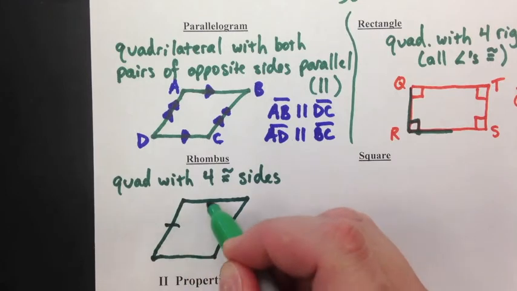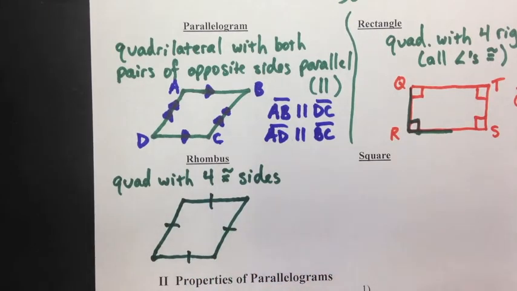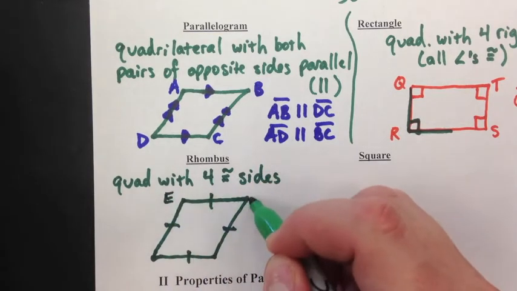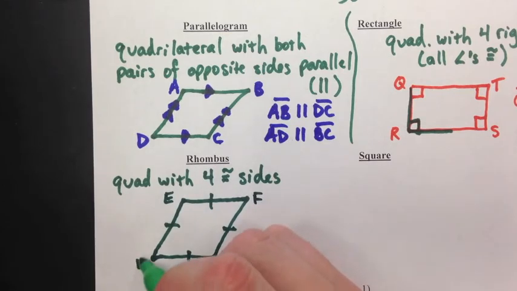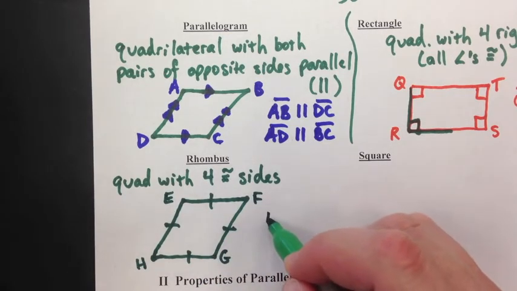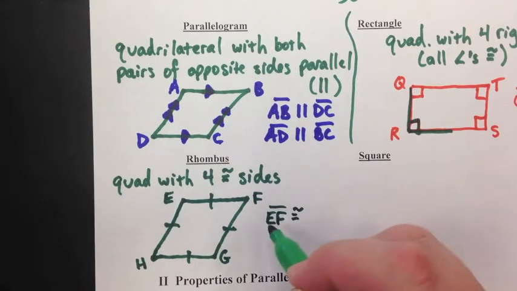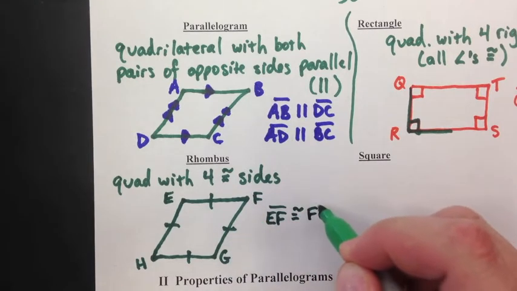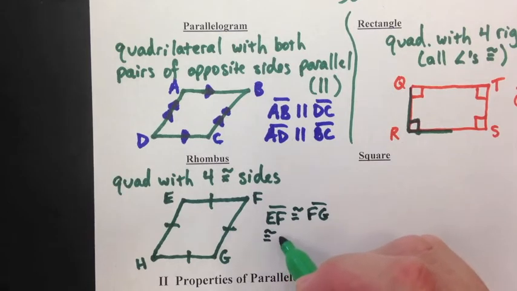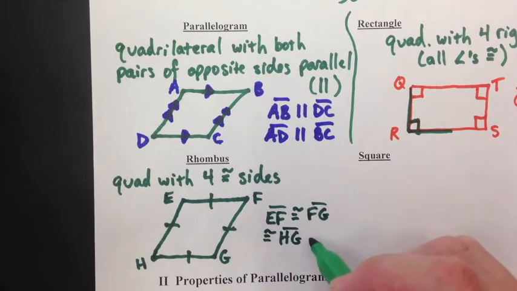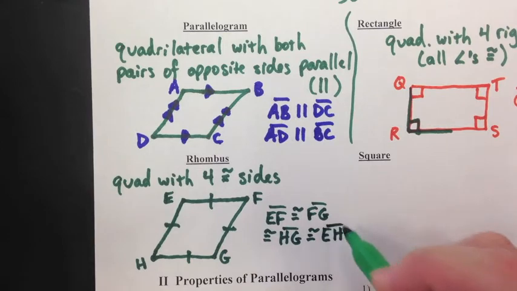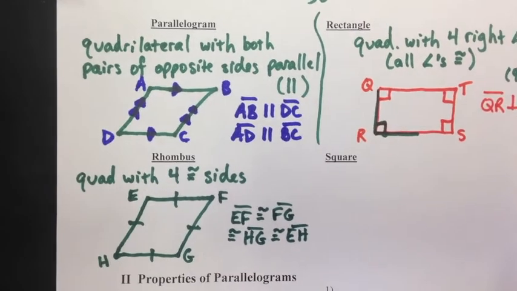So a rhombus would look like this. It's kind of like a diamond. All four sides are congruent. That's not a square, it's a rhombus. To have a square, you would have to know more. So if I call this, let's say this is E, F, G, H. What you can say is that segment EF is congruent to segment FG, is congruent to segment HG, is congruent to segment EH. They're all the same. That's a rhombus, and then the last one is a square.